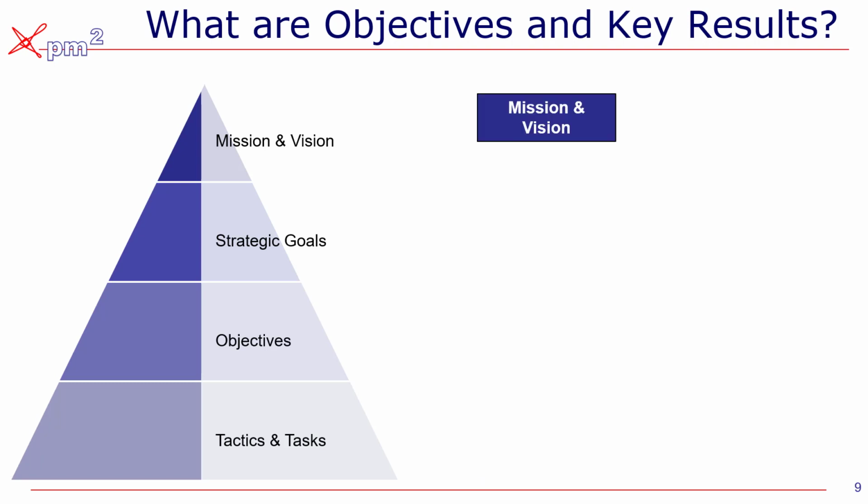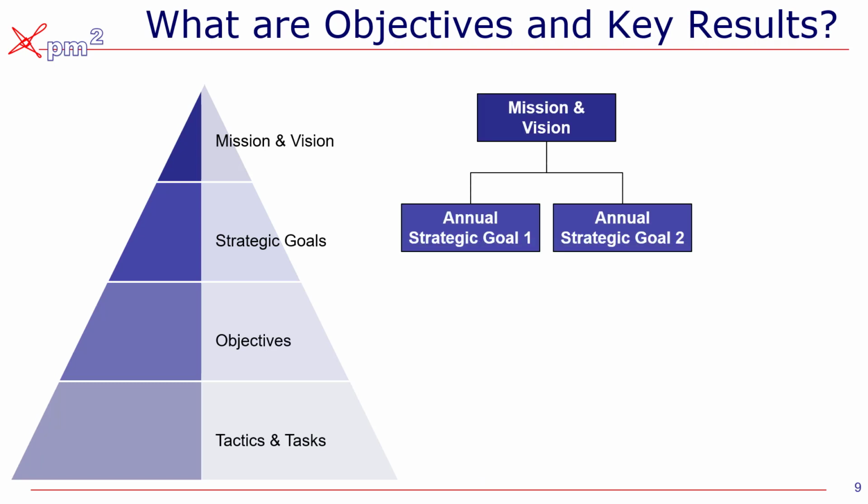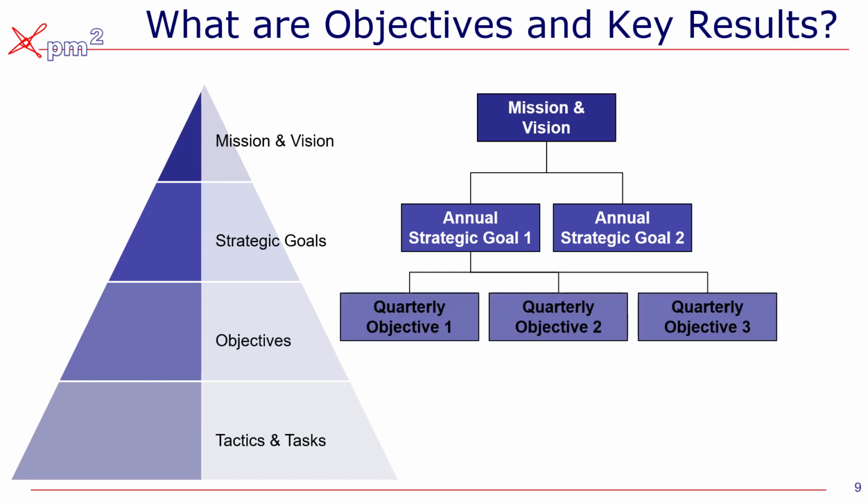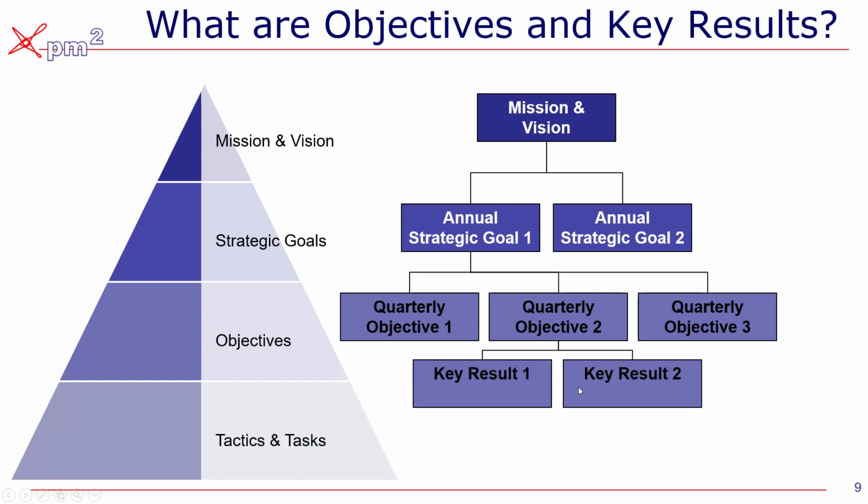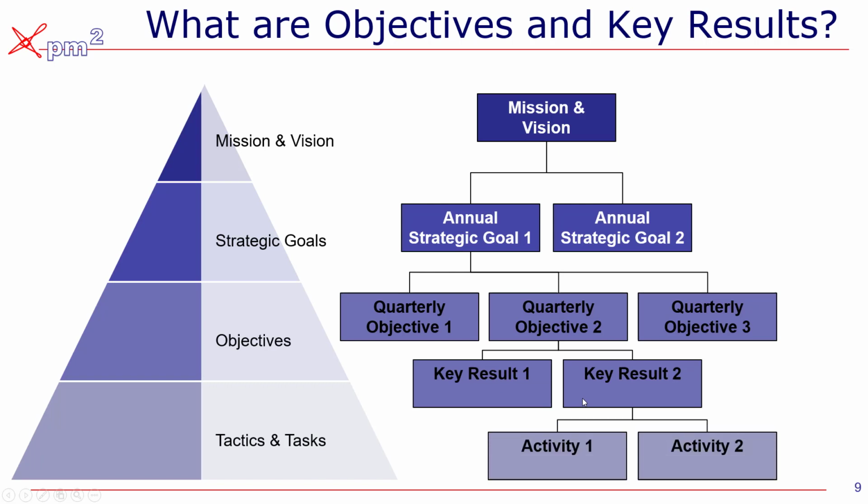So that mission and vision cascades down to your annual strategy plan, in which you've listed off a series of goals. And those indeed cascade down to quarterly objectives. What do I need to do this quarter in aggregate to achieve this annual goal? And then I can take those and drill them down further to what we call key results. And those go a step further to what are the specific activities we do.